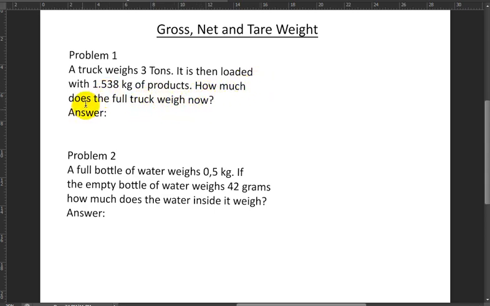Since it's asking about the full truck, that means we are looking for the gross weight, which means we need to add the other two. Oh, but wait, there's a problem. One is in tons, the other is in kilograms. So we need to do 3 tons plus 1,538 kilograms, but one of these two weights is in tons and the other is in kilograms. So first we need to convert one of the two into the other.